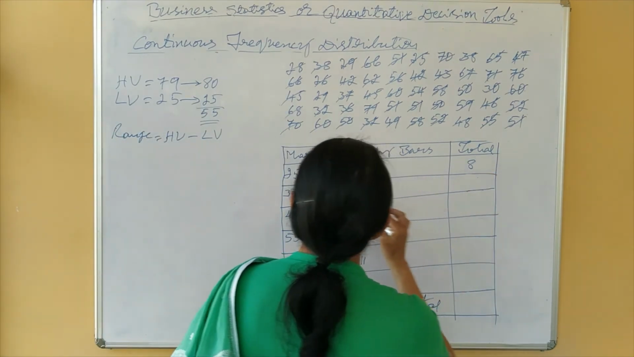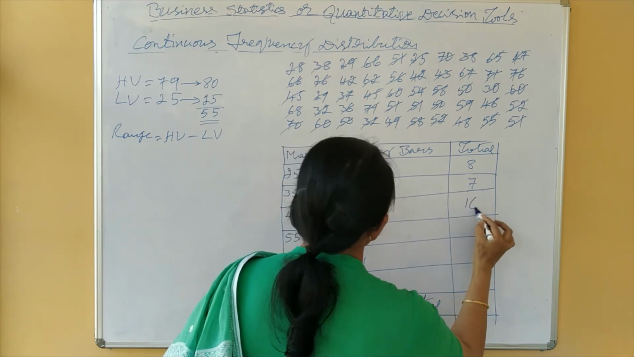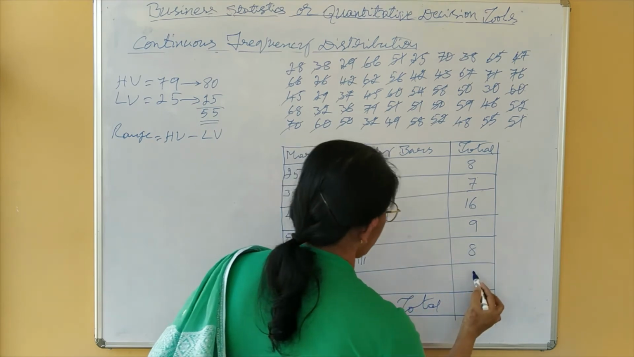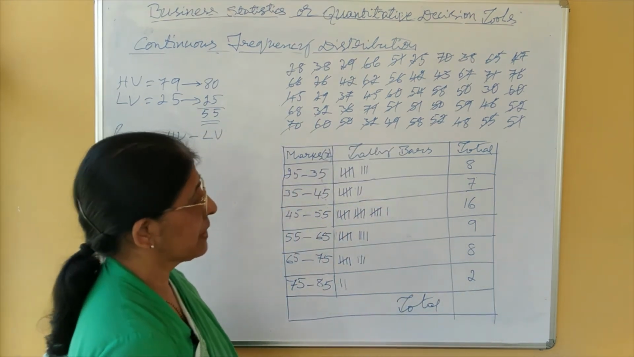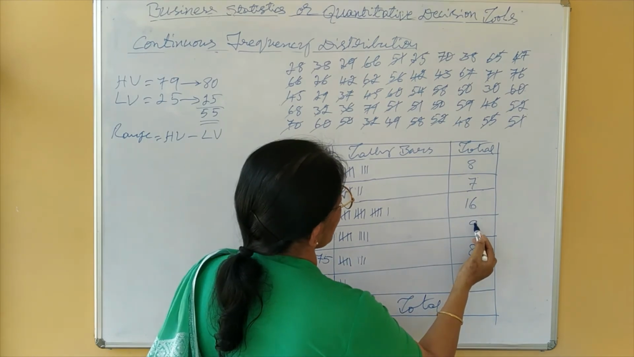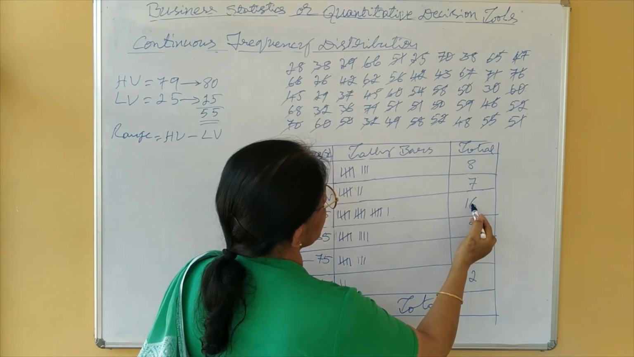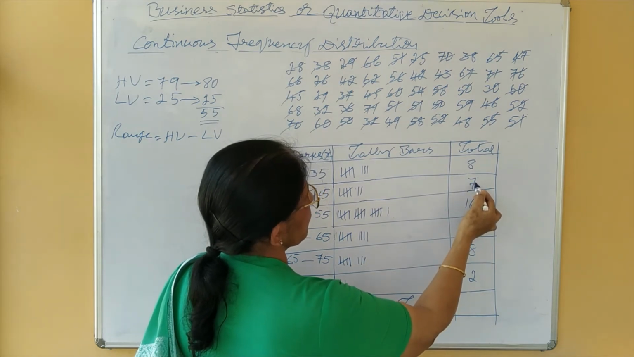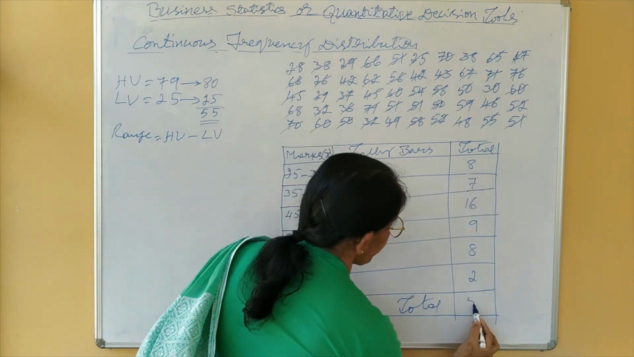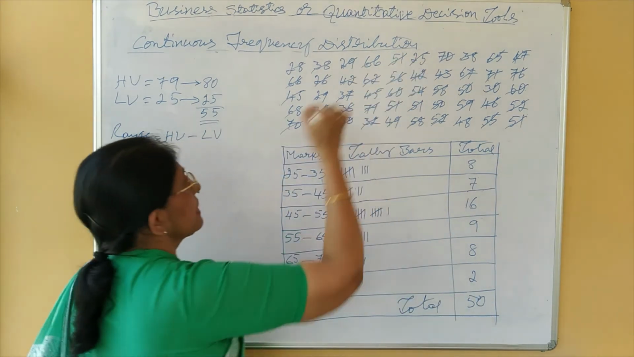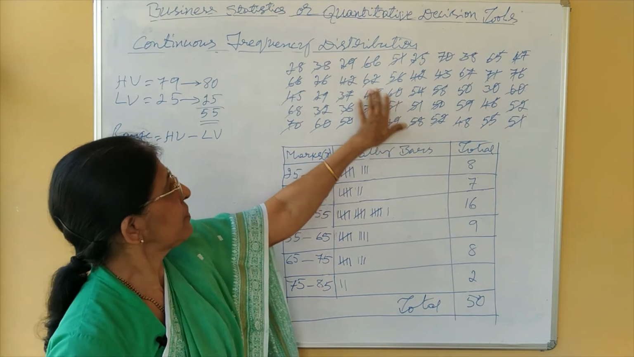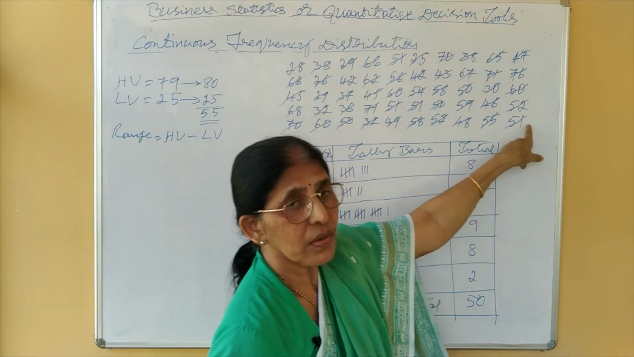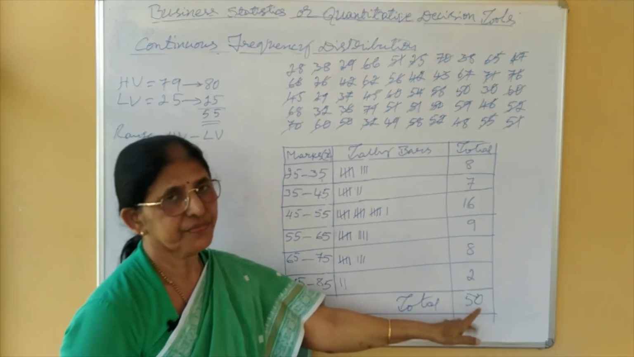It is 8, 7, 16, 9, 8, 2. Now, take the total: 8 plus 7 is 15, 15 plus 16 is 31, 31 plus 9 is 40, 40 plus 8 is 48, plus 2 is 50. Now, here the total number of values or observations given in the problem: in each column 5 values are there. There are 10 columns, 10 into 5, 50. The total is also 50. Okay.